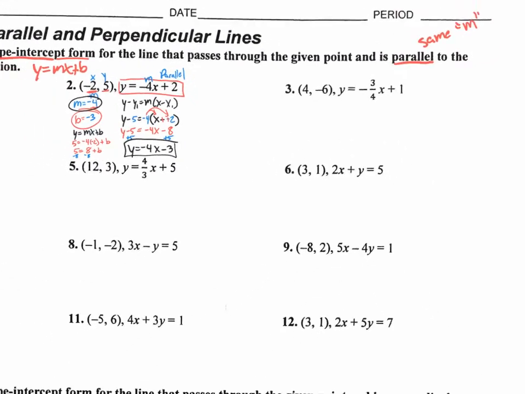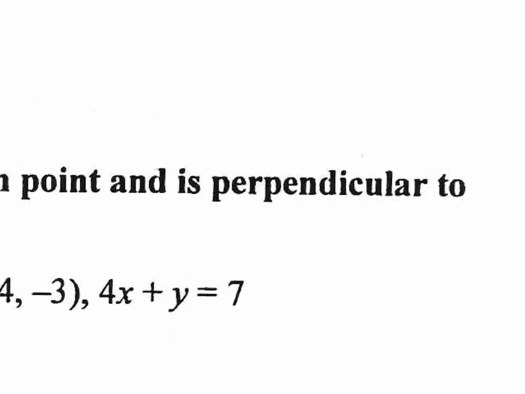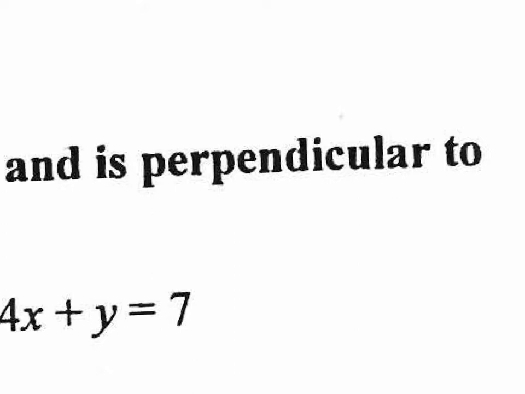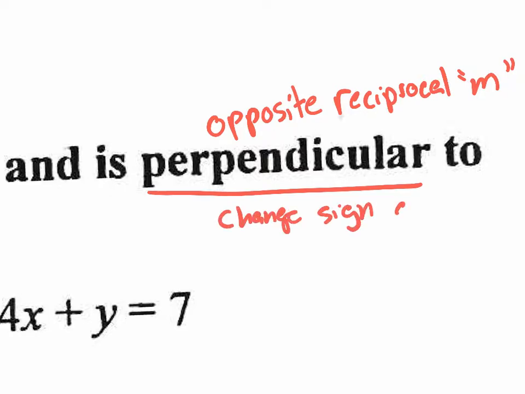So on the top half of this homework, it's all about the equation that they give you is parallel. On the bottom half, it says that the equation that they give you is perpendicular to the line that you want to write. Now, what does perpendicular mean? Opposite reciprocal m's. So what does that mean? Change sign and flip. Opposite reciprocal slopes.